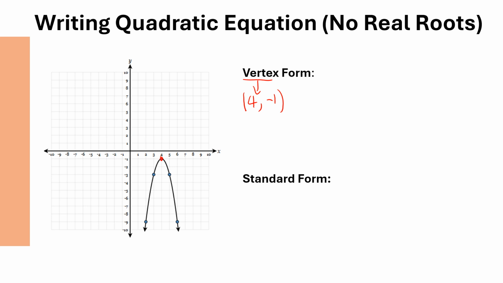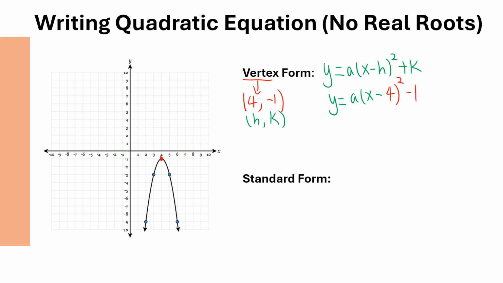The general equation for the vertex form is y equals a times (x minus h) squared plus k, where our h and k is the vertex. So we are going to plug in what we know. We have y equals a times (x minus h), our h value here is 4, and then squared, and the k value is going to be -1.